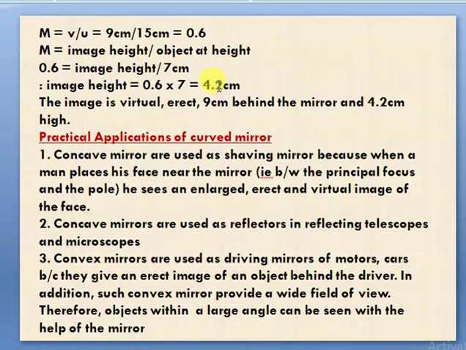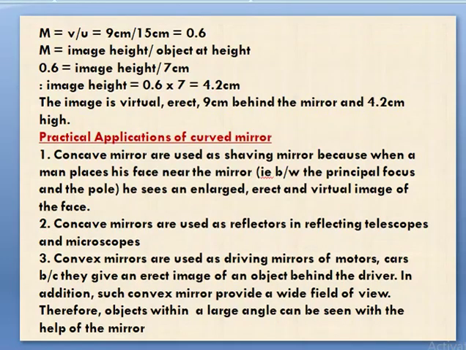That will tell you the nature of the image formed by a convex mirror. We say the image is diminished. So you can see that the image is virtual. You form it at the back of the mirror or behind the mirror. Image is erect or upright, 9 cm behind the mirror, and 4.2 cm high. And the height of the image is 4.2 cm, showing the image is diminished.